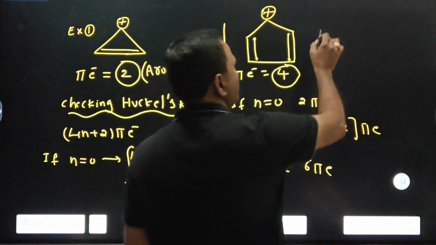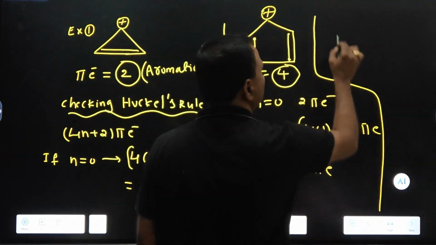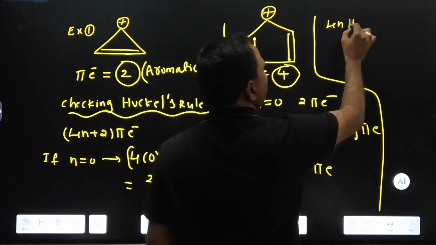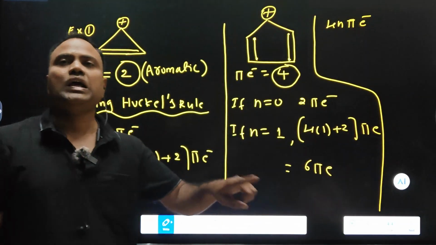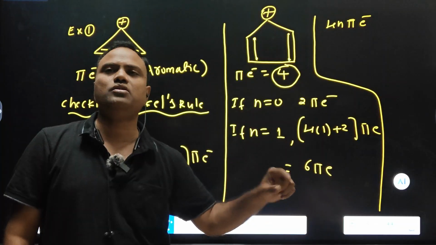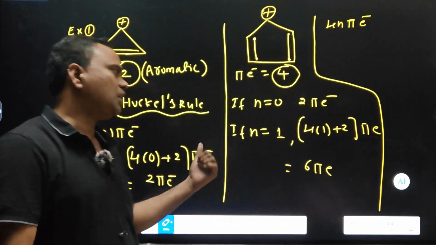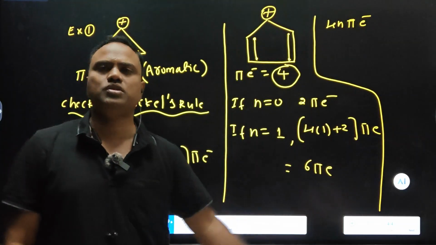Checking anti-aromatic. What is the anti-aromatic rule? 4n pi electron rule. What is the n value here? 1, 2, 3, 4. In the anti-aromatic rule, n values are 1, 2, 3, 4. In Huckel's rule, 0, 1, 2, 3.